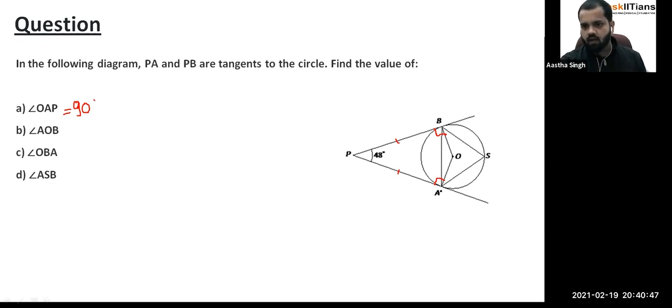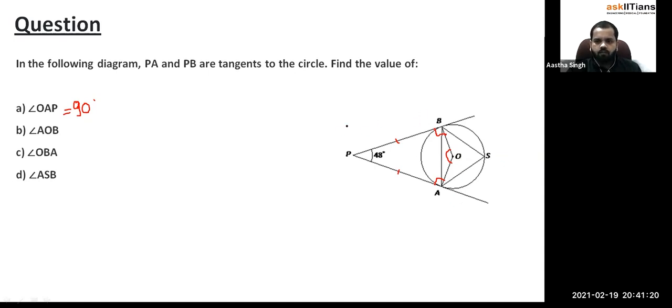AOB, guys. So the question is asking AOB. It means it is asking about this angle. What will be the angle AOB? Guys, this question is very important, right? Because it will make your concept very clear regarding tangents, circles, and the angle at the circumference, right? All angles will be clear by this single question, right? That's why we have put it. So, you have to find angle AOB, right?